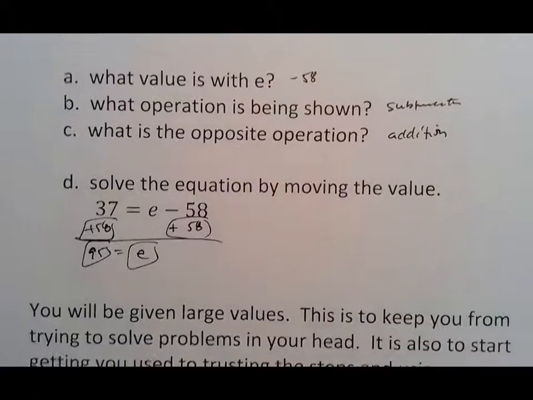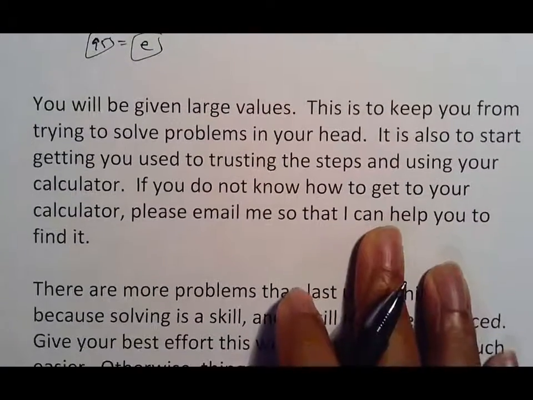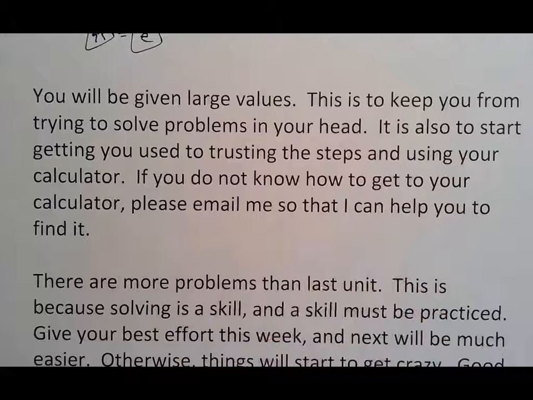All right. You will be given large values. This is to help you or to keep you from trying to solve problems in your head. It's also to get you used to trusting the steps and using your calculator. So if you don't know how to get to your calculator, email me so I can help you find it. Remember, ours is on that online calculator. If you don't have one at home, you could even use the calculator on your phone for now. You don't need anything major. But again, a calculator is going to be needed because I am purposely giving you big numbers.